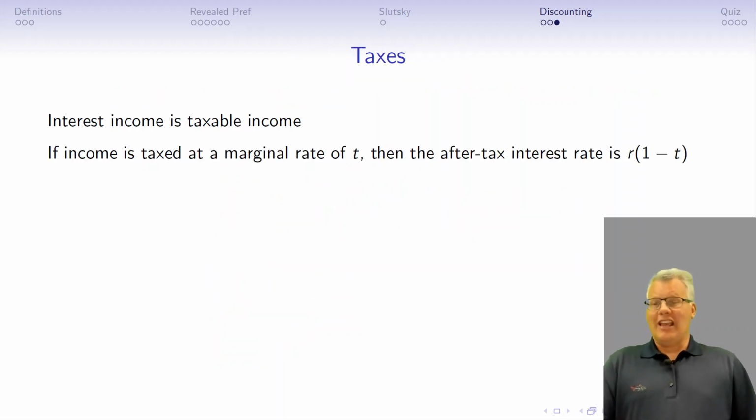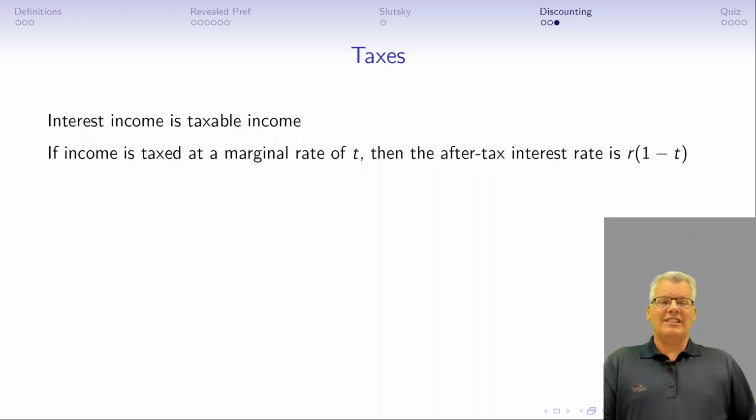We also need to take account of taxes and interest income received. So if I save money and my bank pays me interest, that interest income is taxable income, and the government will tax it at the marginal tax rate. And just to be general about it, suppose that that's T.